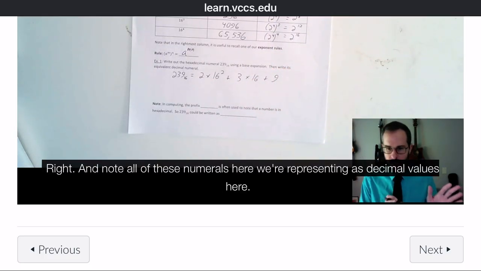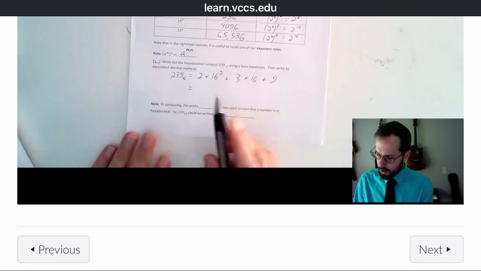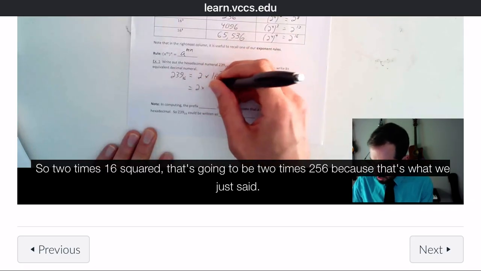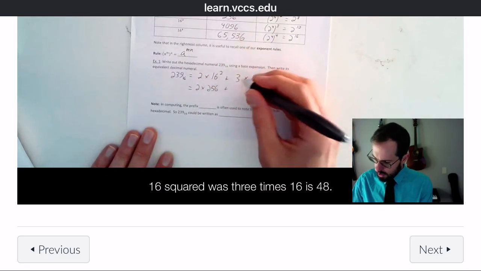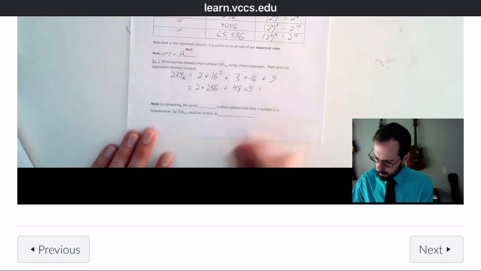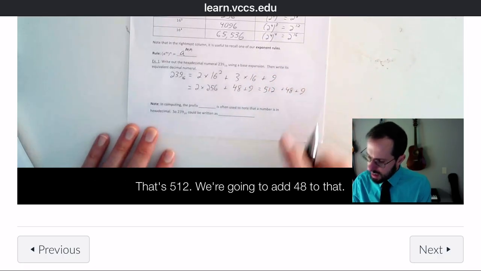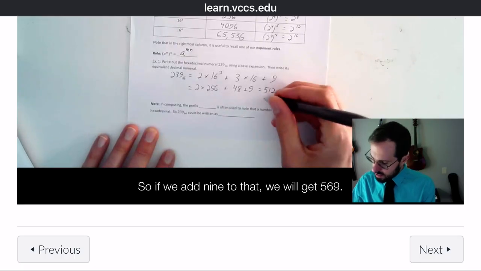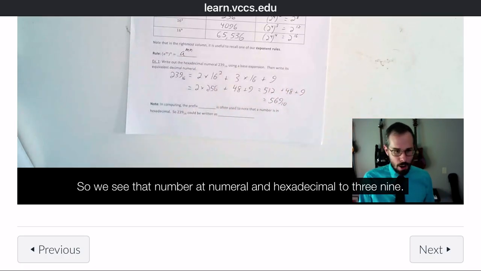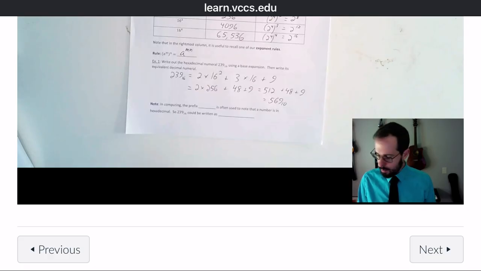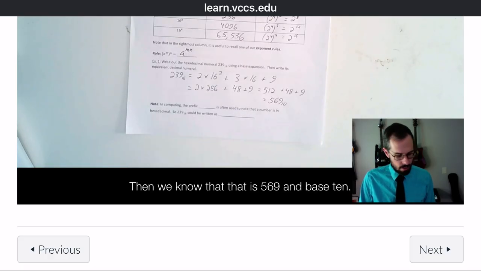And note all these numerals here we're representing as decimal values. So 2 times 16 squared, that's going to be 2 times 256, because that's what we just said 16 squared was. 3 times 16 is 48. Well, if we double 256, we saw that in the previous section, that's 512. We're going to add 48 to that and then add 9. That's 560, so if we add 9 to that, we will get 569. So we see that numeral in hexadecimal, 239, then we know that that is 569 in base 10.